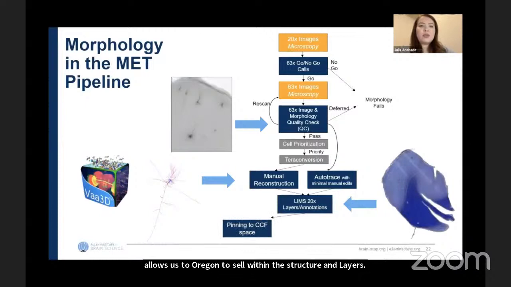Then we use the Common Coordinate Framework, CCF space, a multimodal 3D reference atlas to pin the cell within a specific location and orientation. These cells are then run through a morphologic analysis, which results in about 40 individual features for each cell. Then the cells can be released to the public.